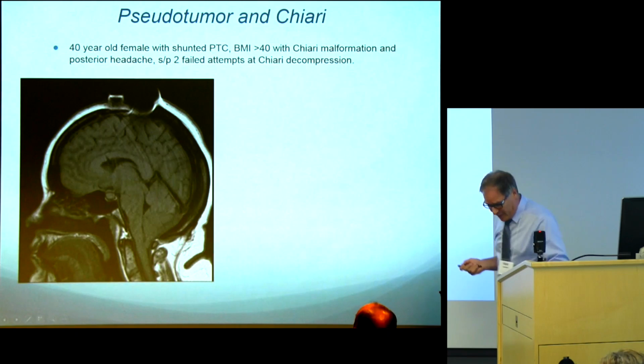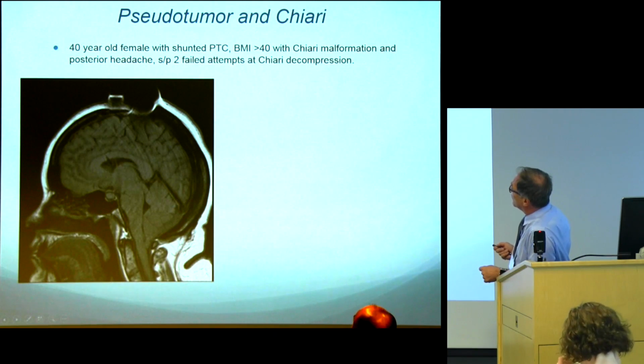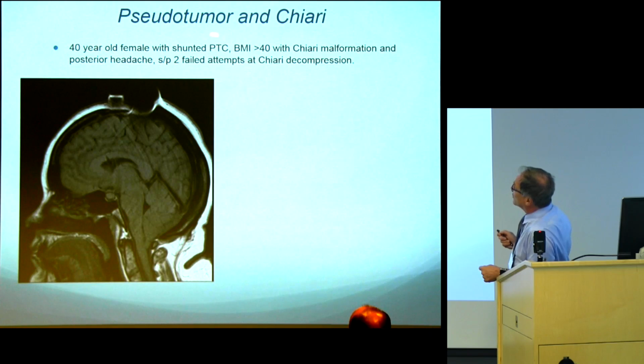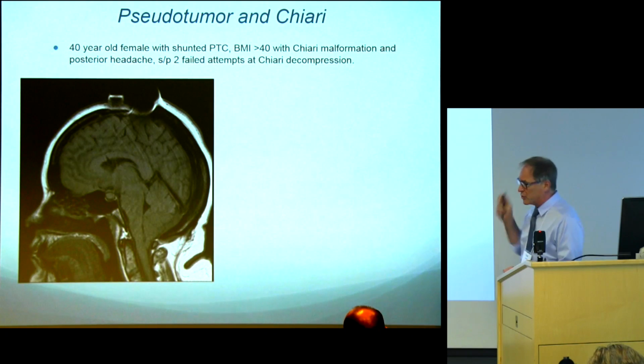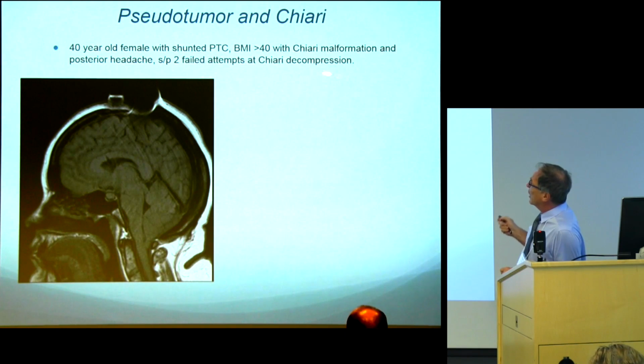Here's a patient, and this is common since we see quite a few patients with Chiari as well. A 40-year-old female who also has shunted pseudotumor. As I think many of you know, pseudotumor cerebri, increased intracranial pressure, is more common in patients with Chiari malformation. A relatively large woman with Chiari malformation, and this was actually done by other surgeons. She had 2 failed attempts at Chiari decompression. She has a shunt in here, she had residual posterior headaches, and as you can see, a pretty significant compression, loss of CSF spaces, and deformation of the tonsils at the level of the Chiari.